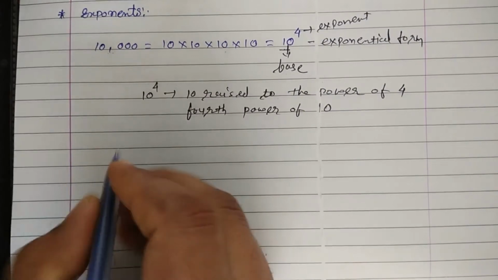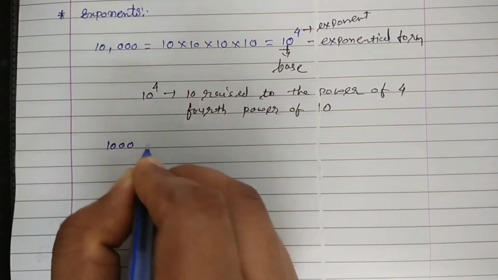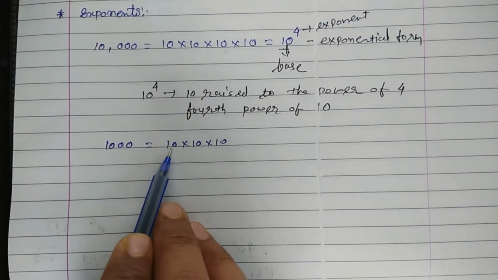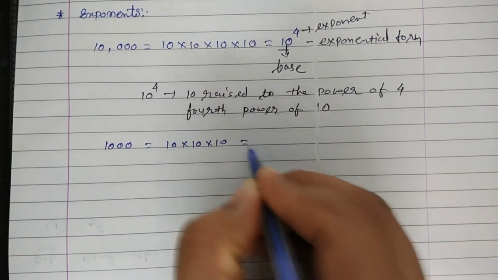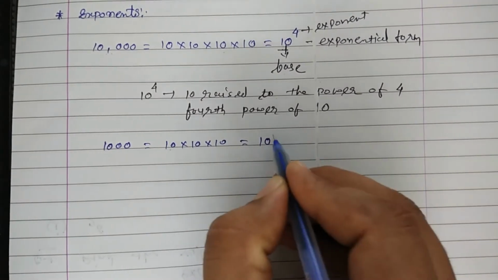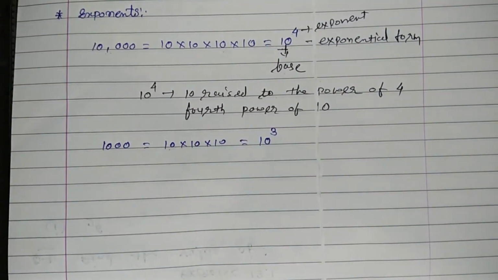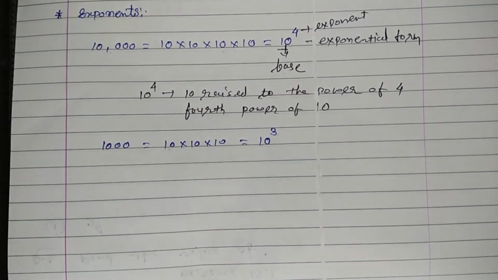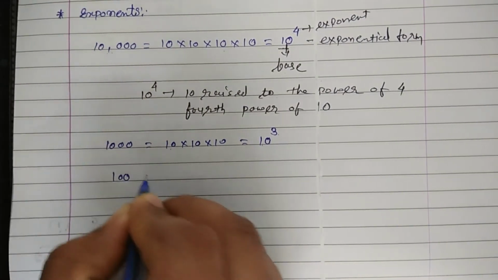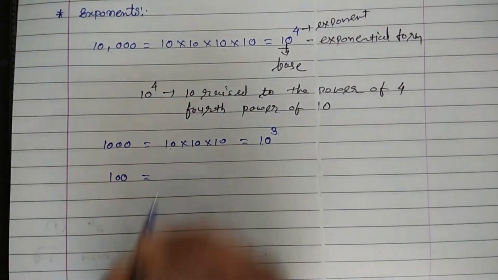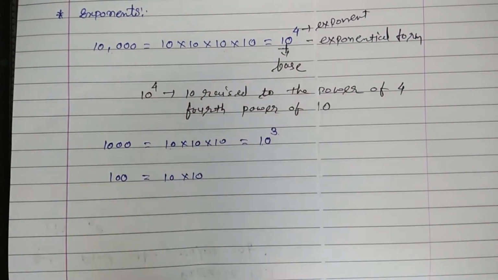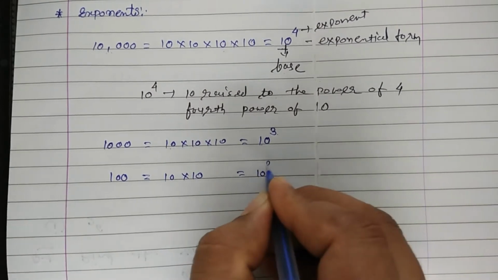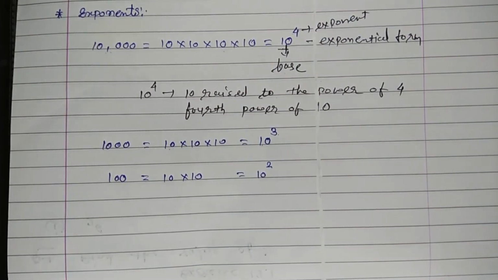Let's take one more example. 1000. This 1000 we can write as 10 multiplied by 10 multiplied by 10. That is nothing but 10 multiplied 3 times, which is equal to, in exponential form, 10 raised to the power of 3. Here 10 is base and 3 is exponent. And for 100, we can write it as 10 multiplied by 10. 10 multiplied 2 times, that is equal to 10 raised to the power of 2.